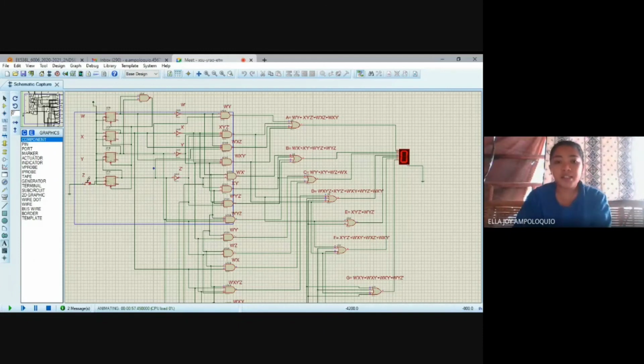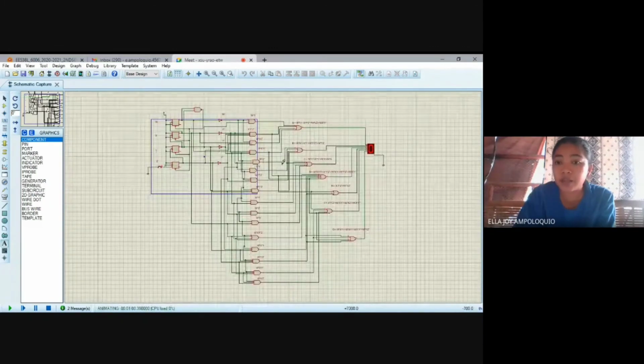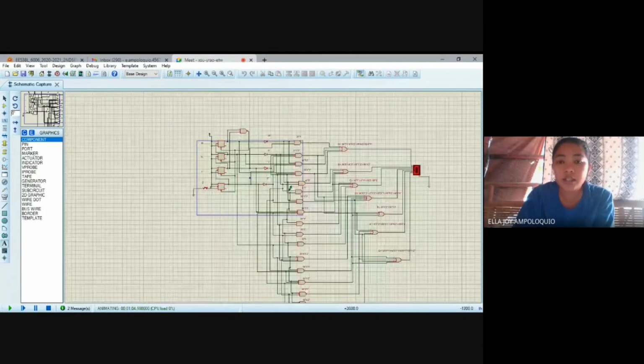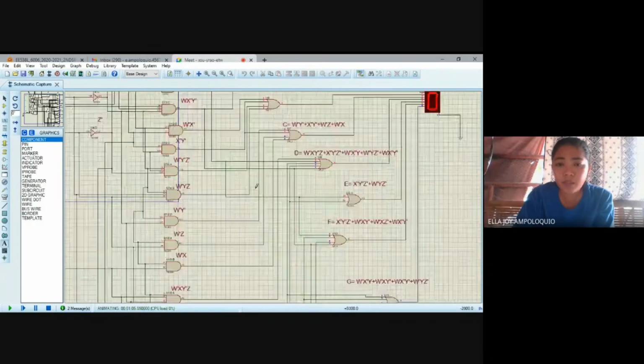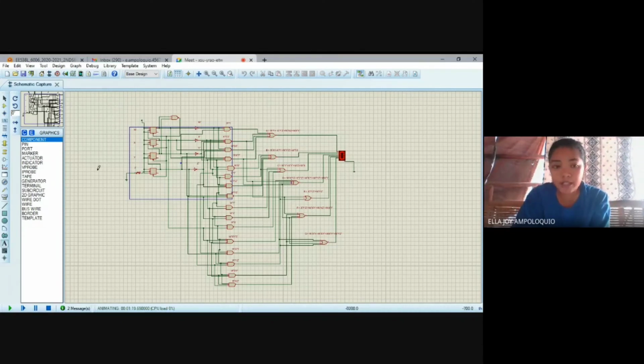Since the output is back to 0, therefore our schematic diagram is correct. So all in all, this is my schematic diagram for the 0 to 9 counting using the flip-flop. That's all, sir, thank you. I will now give this schematic diagram to the documentation. So thank you, sir, and God bless.